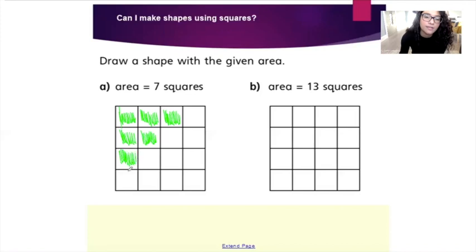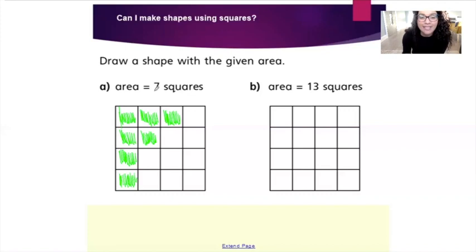6 and 7. Now notice how the shape that I've made by colouring in those squares doesn't look like a square, doesn't look like a rectangle, it doesn't look like the shapes that you're used to seeing, but that's exactly the point of this exercise. It doesn't have to be a shape like a triangle or a traditional shape. It can be any shape that you would like.